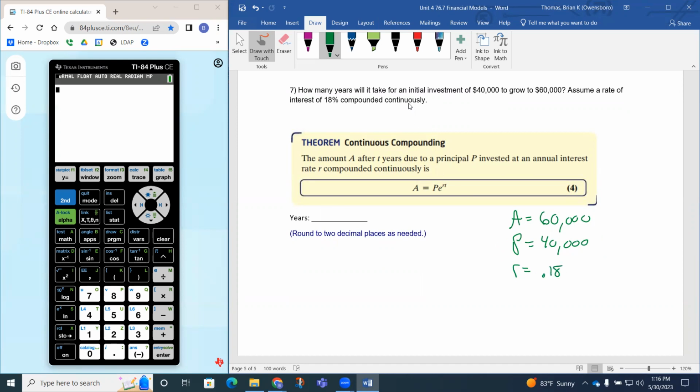Again, notice how it said compounded continuously. That's how I need to use this e formula. But we don't know the time. That's what we're looking for. So again, since the unknown is t, I want to write the Pe^(rt) on the left side. So P times e^(rt) is equal to A. So the 40,000 would be the initial investment, e, we have our interest rate of 0.18 times the time, and that's going to equal this 60,000.